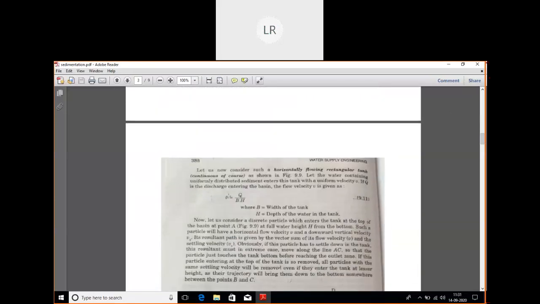Okay, so the next formula you write down is this one. Flow velocity formula you write down. Flow velocity, small v, you write down v is equal to Q by BH, where B is your width of the tank and H is your depth of the water in the tank.